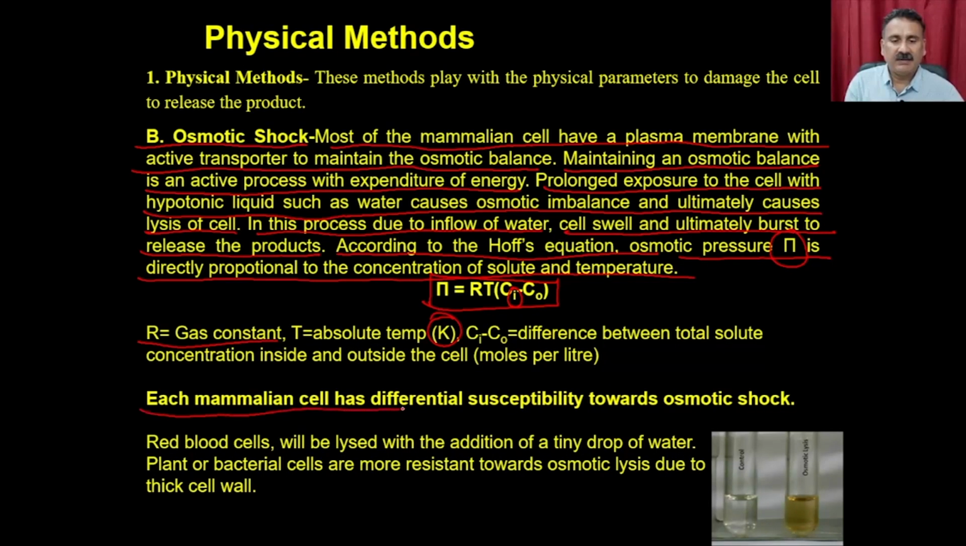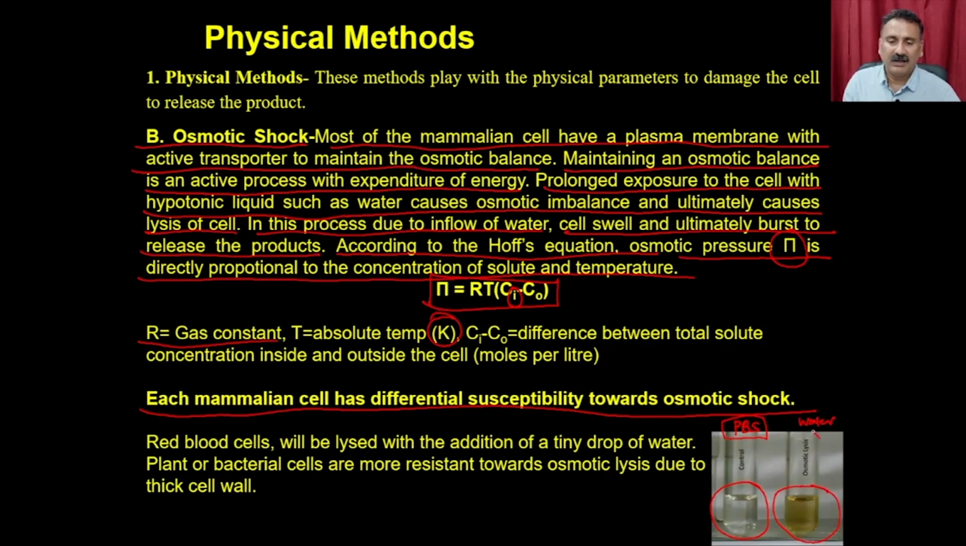Each mammalian cell has a different susceptibility towards osmotic shock. For example, I have shown you here red blood cells. These are the control cells, where I have incubated the cells in an isotonic solution such as PBS. Whereas when I add water to this, the cells take up the water, and that's how you see the cells get lysed.